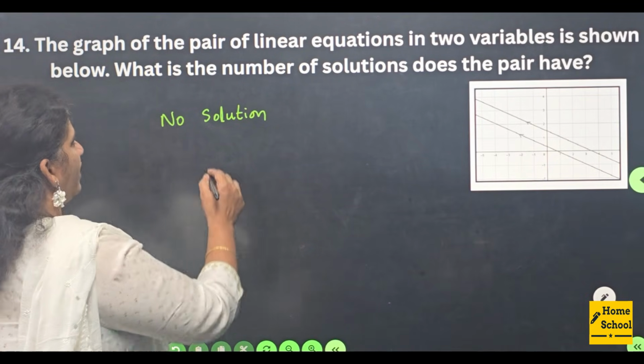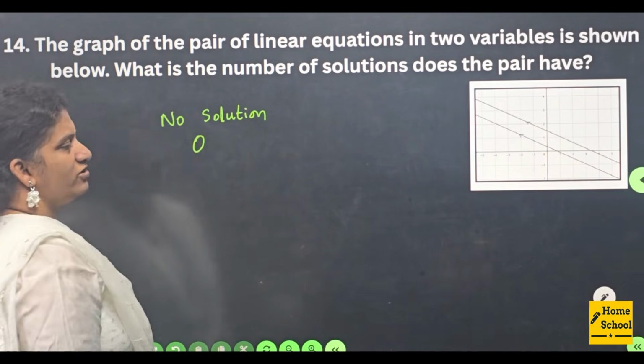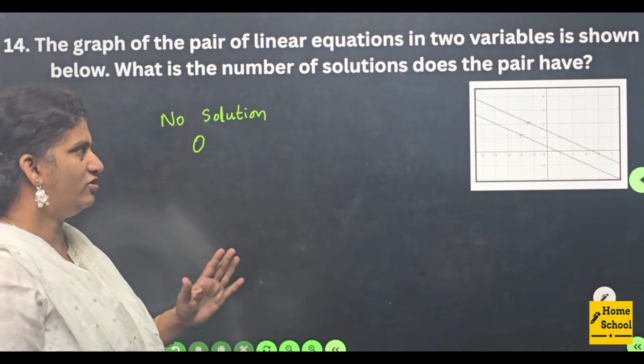Number, if you want, you can write 0. Number of solutions means 0 solutions or no solution.